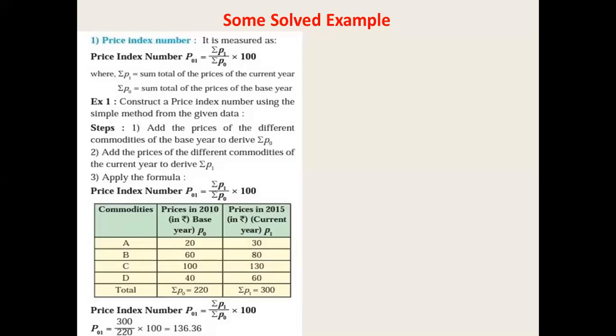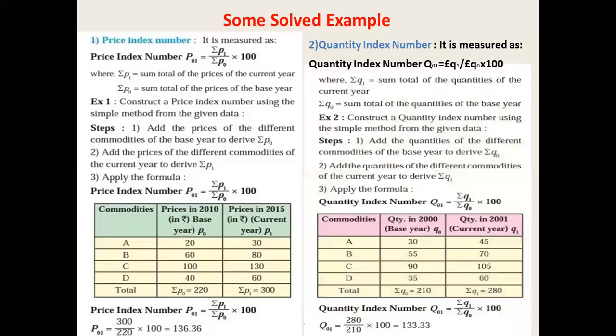Means the summation of P1 is 300 and summation of P0 is 220, multiplied by 100. So the last answer is 136.36. That is the price index number, P01. So let's move on.